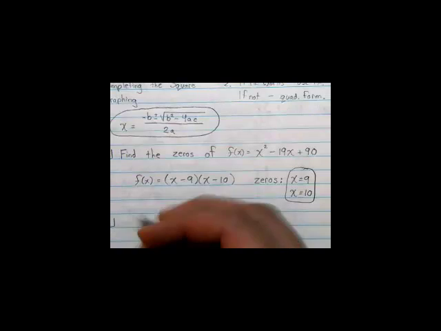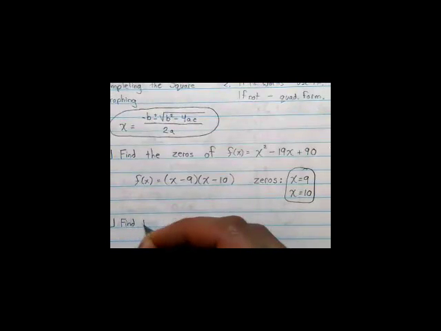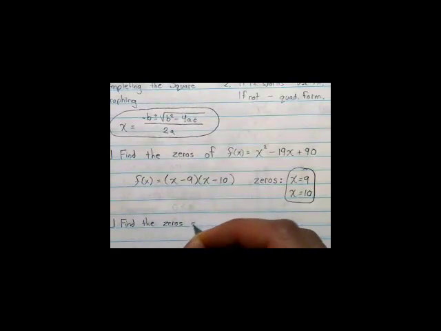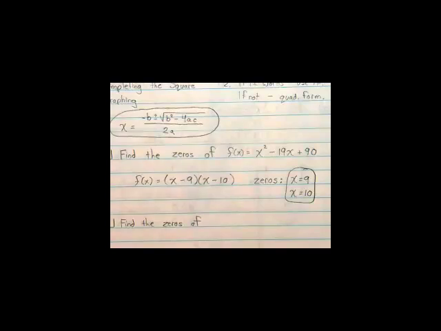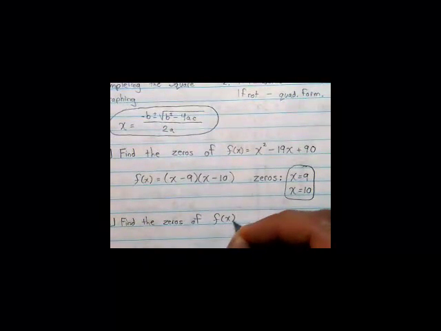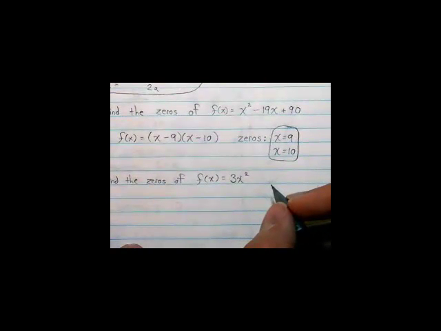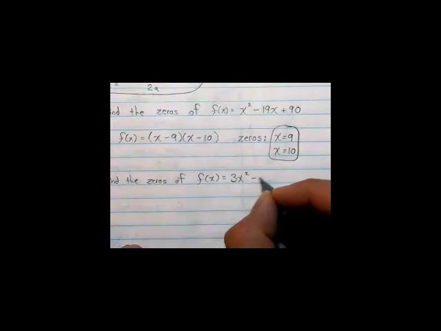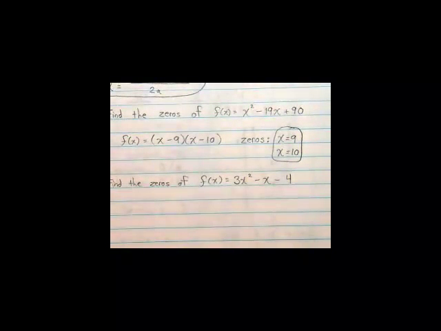Alrighty, let's try another one. So let's do f of x equals 3x squared minus x minus 4. So again, first thing we're going to check to see is, can we actually factor this thing?